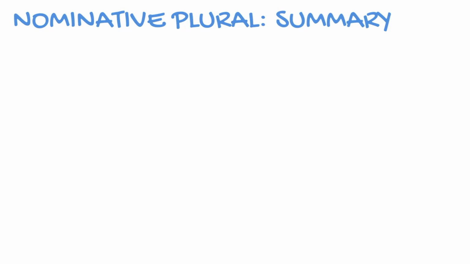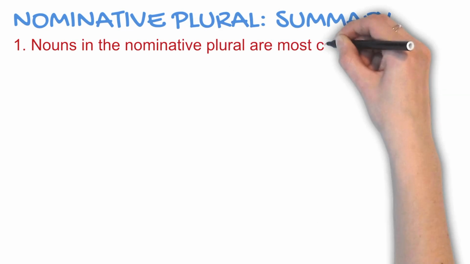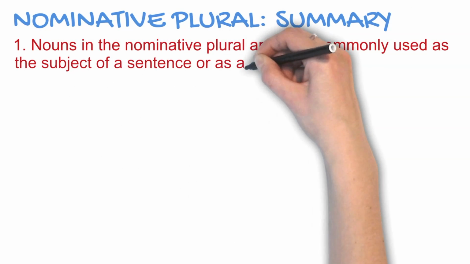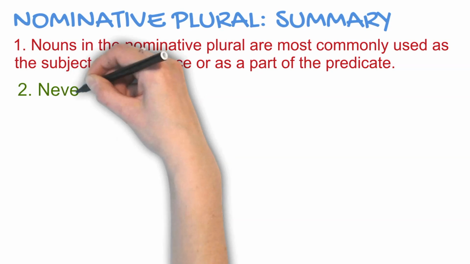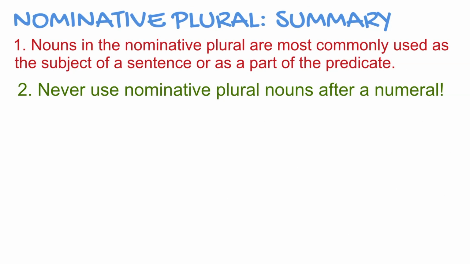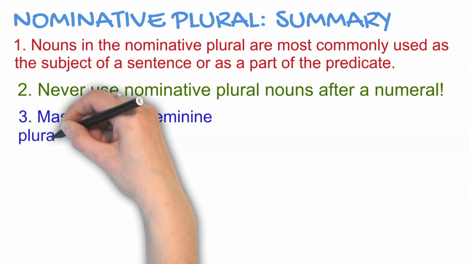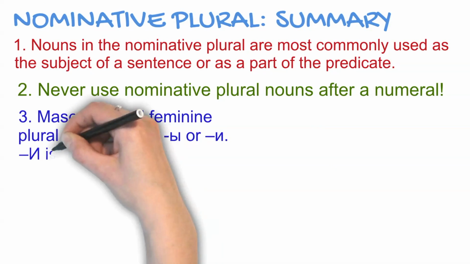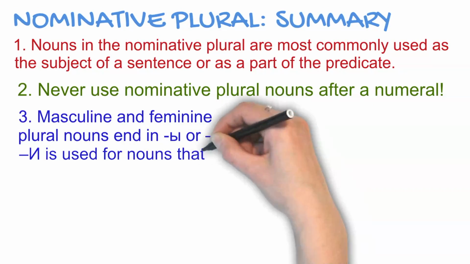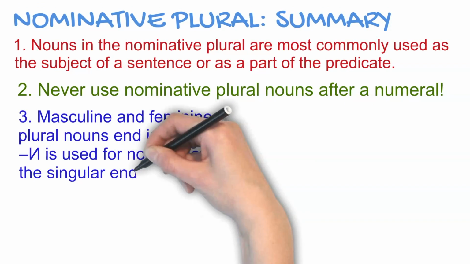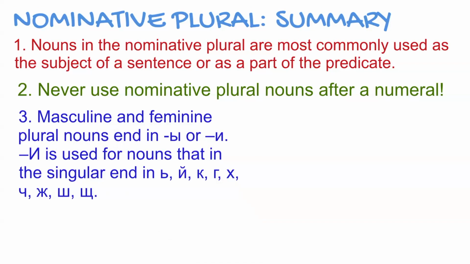Let's sum it all up. Nouns in the nominative plural are most commonly used as the subject of a sentence or as a part of the predicate. Never use nominative plural after a numeral. Masculine and feminine nouns in the nominative plural have the endings ы or и. И is used in nouns that end in soft sign, й, or one of the letters from the 7-letter spelling rule.